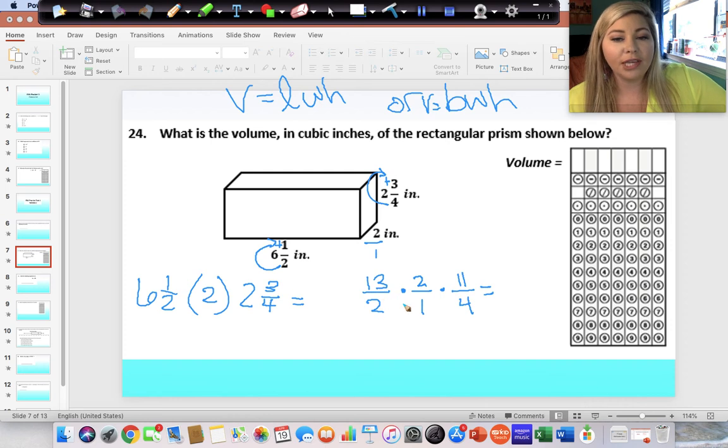And then we're just multiplying straight across. Here you could cross cancel if you wanted to, because 2 can go into 2, or you could just multiply straight across and reduce in the end. So 13 times 2 gives us 26, and then we can do 26 times 11 over here.